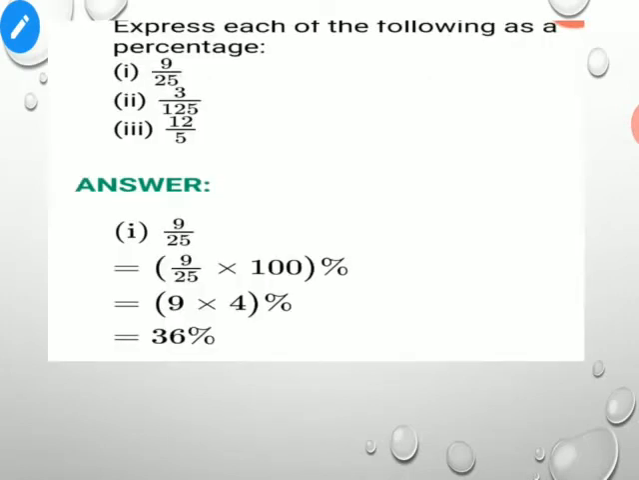The first question is, express each of the following as a percentage. The first part, 9 upon 25. As you know, when you calculate percentage, we multiply the fraction with 100. So let's multiply 9 upon 25 into 100. So I'm going to show you.